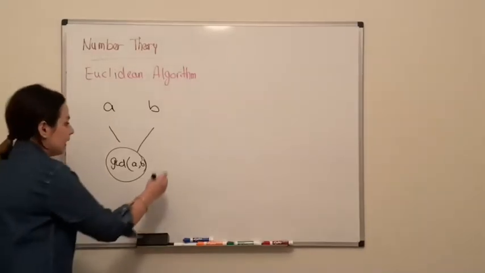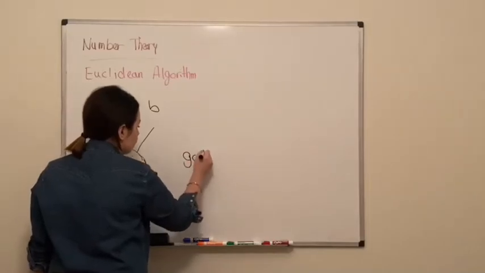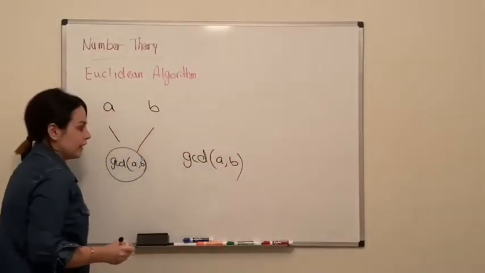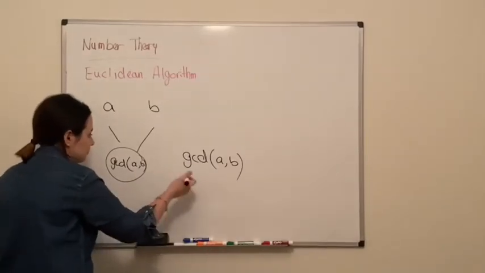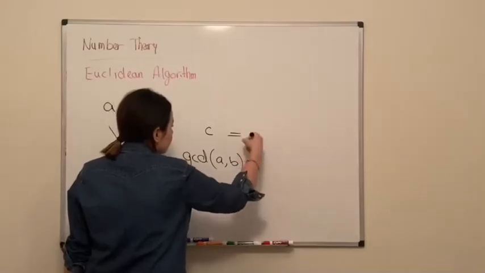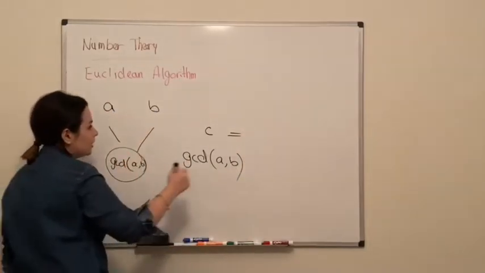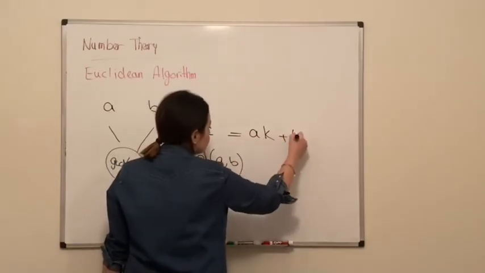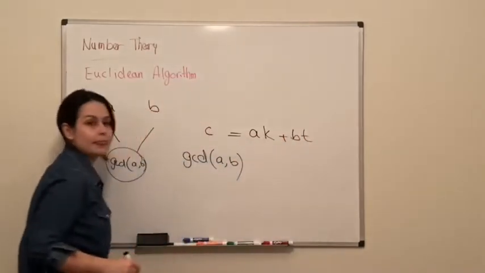Then we show that we can write GCD of A and B, or let's say we can give any letter for that, C, as a linear combination of A and B. So I can rewrite it as, for example, AK plus BT.